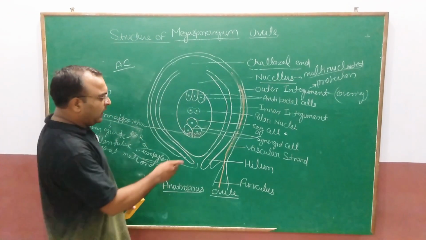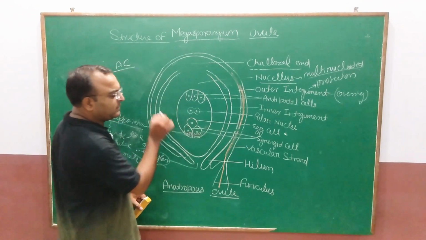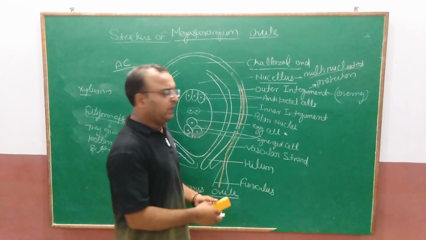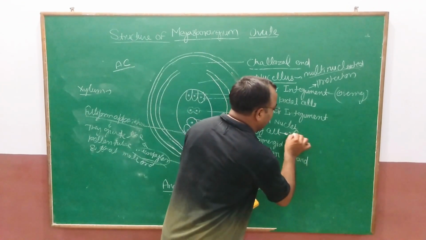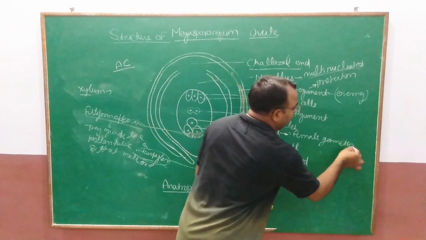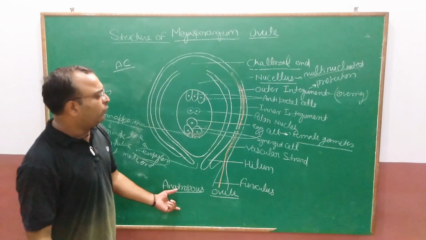Now apart from this synergid cell, now क्या? 1 egg cell is present. So this is known as egg cell. So this is known as female gamete. Is it clear? So this is the structure of the anatropous ovule. Is it clear?